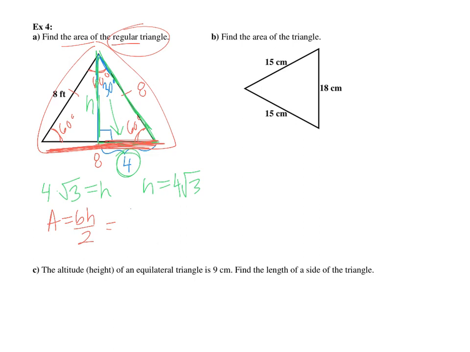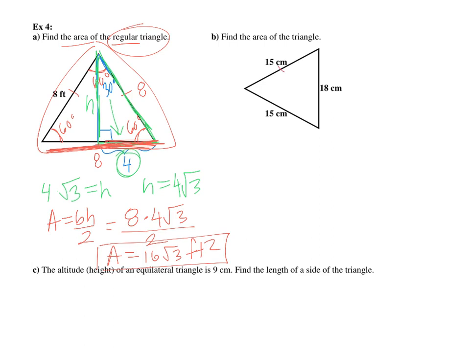So that's 8 times the height, which is 4 square root of 3, and then I divide by 2. So the area of this triangle here is 8 divided by 2 is 4. 4 times 4 is 16, so 16 square root of 3. And I'll say it's feet squared. Done. All right, for part B, what's going on here?